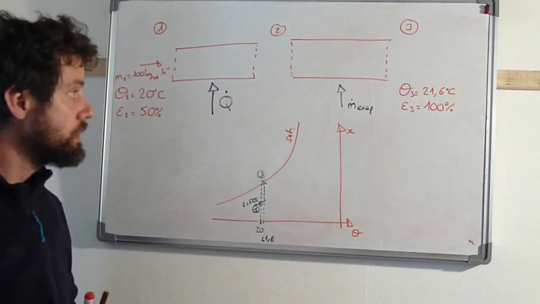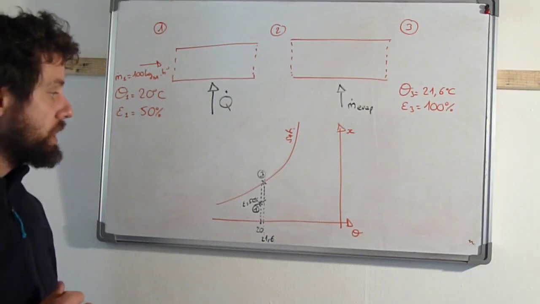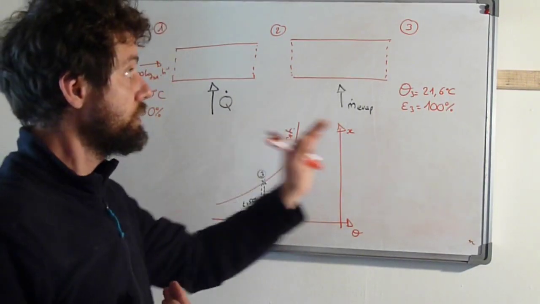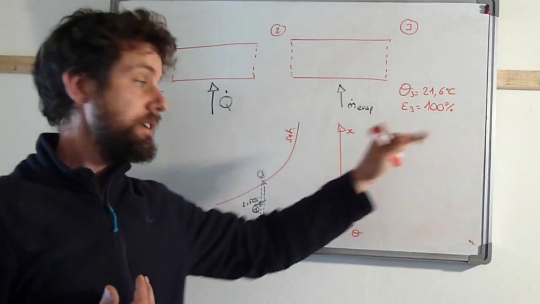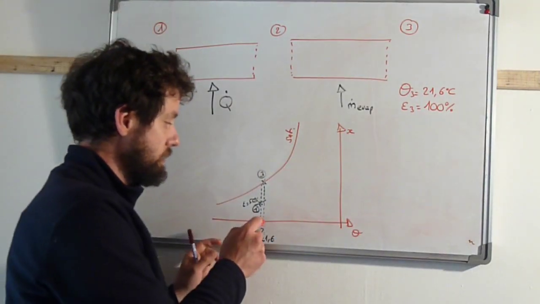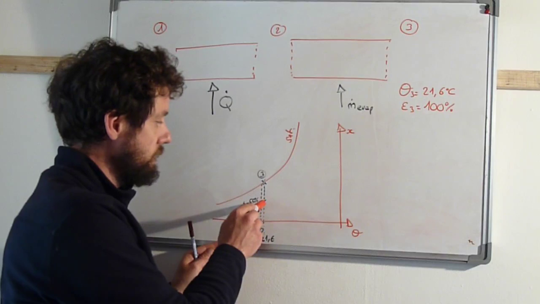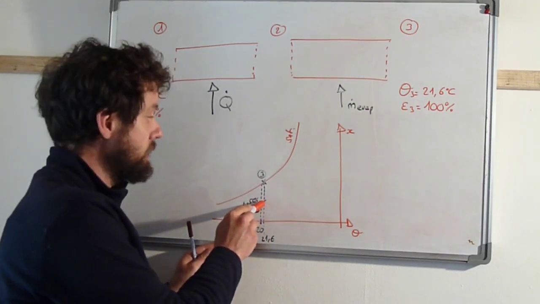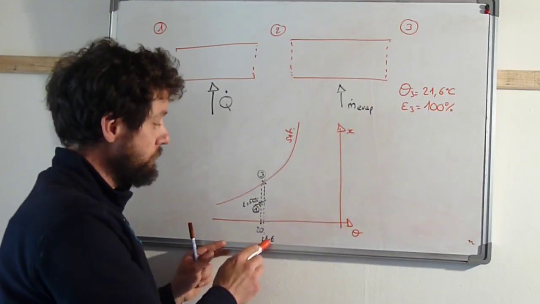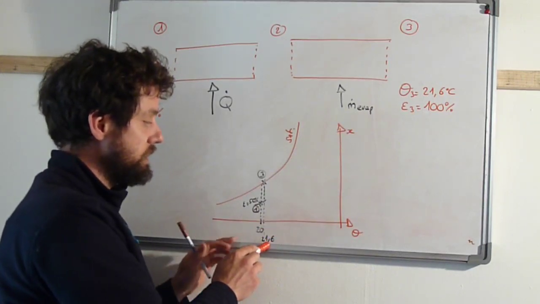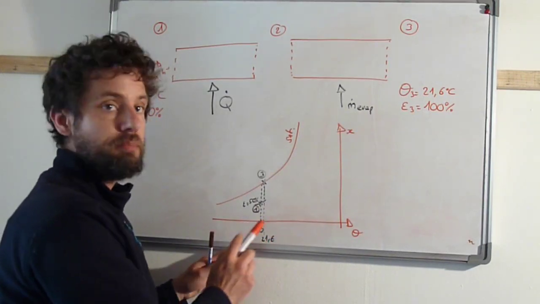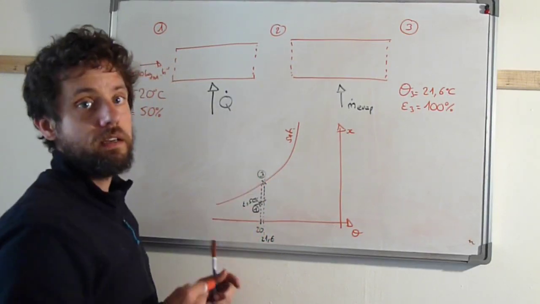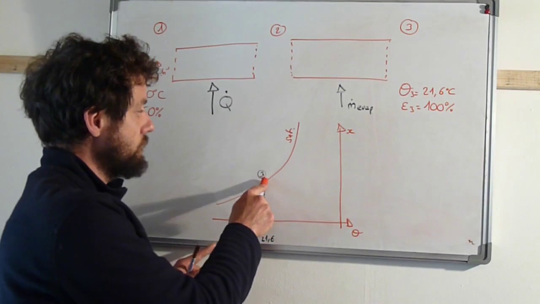So first, on the Carrier diagram, we can write the position of point 1 and point 3 because they are fully defined. Point 1 is at 20 degrees Celsius and a relative humidity of 50%, so point 1 is there. And point 3 is at 21.6 degrees, so just a little bit further on the x-axis, but we know that it's saturated, so it's over there.